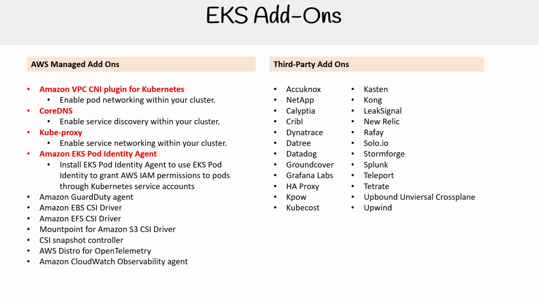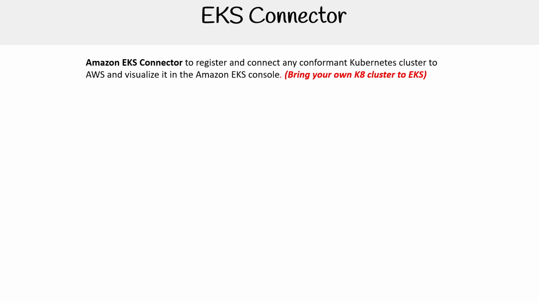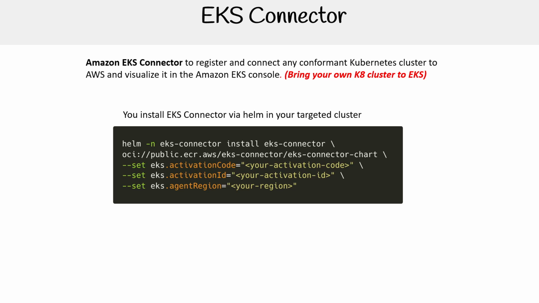There are a bunch of third-party add-ons, so if you're familiar with any of these services like Datadog or Solo or whatever, those can plug into them too. There is something called Amazon EKS Connector, so if you wanted to connect your own Kubernetes cluster that is conformant with what AWS expects, you can then manage your cluster within the AWS Management Console under Kubernetes. The way you do that is you use Helm to install this open source piece of software that would connect your local cluster to AWS. There's more to it than that, but I just want you to know that you can do that.